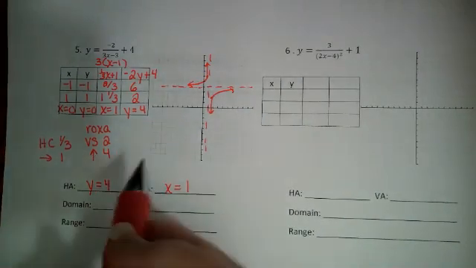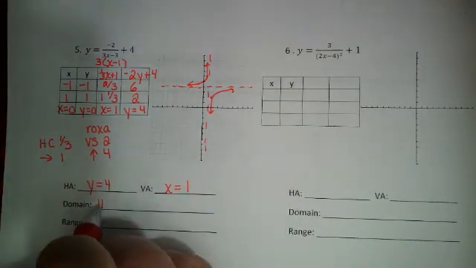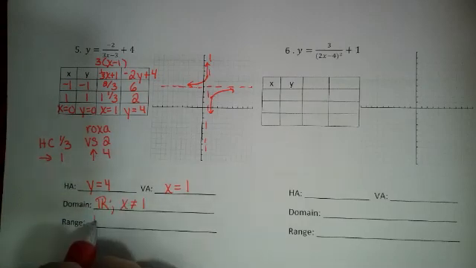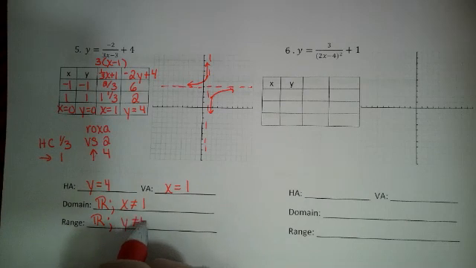Remember, domain comes from your x values. It's everything except the vertical asymptote. Your range is everything except your horizontal asymptote.